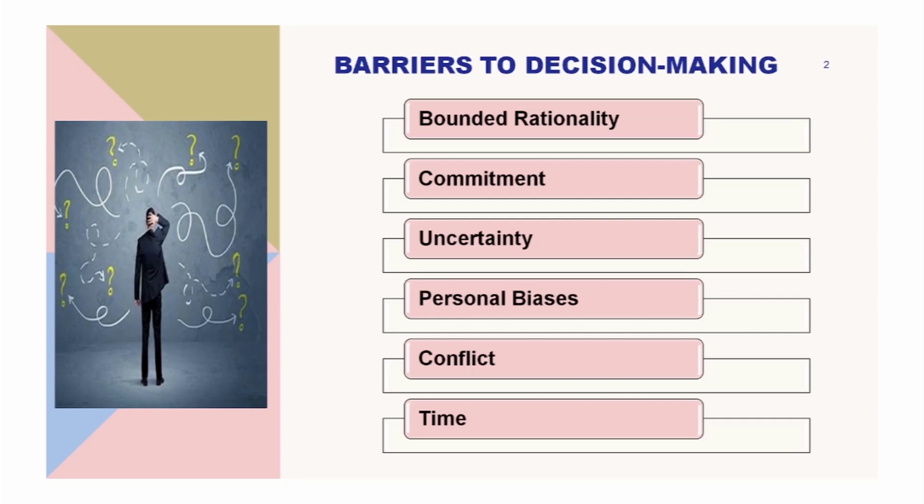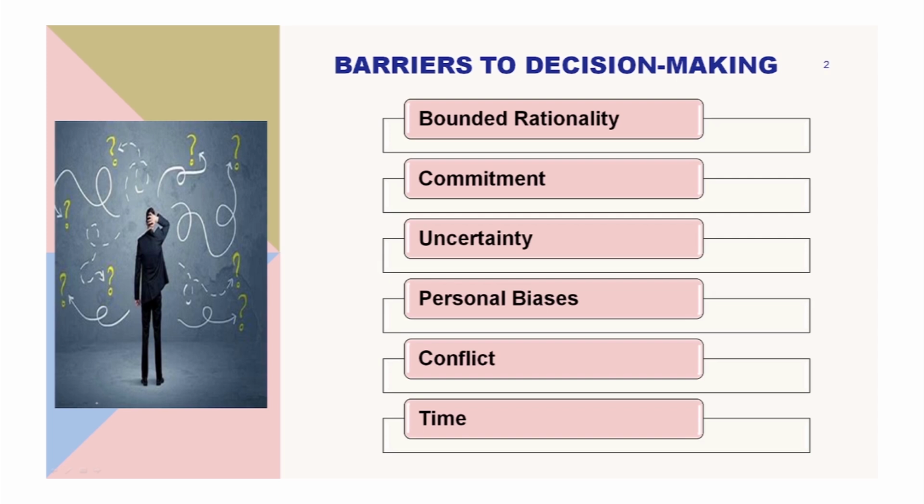Now, what are the different barriers that lead a manager to take a decision, or that make the decision making not so impactful? So the very first one, as you can see in the slide, is bounded rationality. Now bounded rationality is with respect to the things we have already understood.